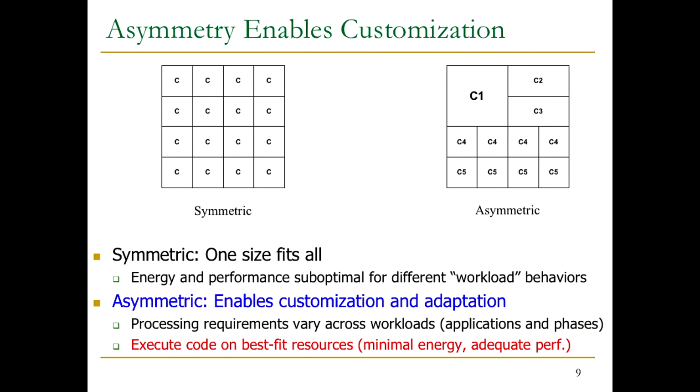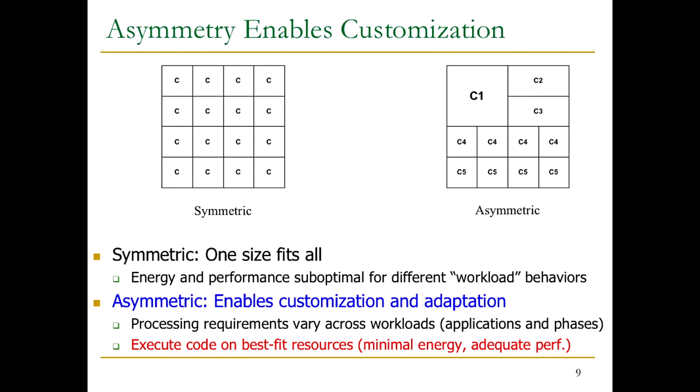This enables customization and adaptation because processing requirements vary across workloads. And if you need more processing, you have this large core, let's say. But this is really a resource, not necessarily a core. Maybe it's a large cache, right? Or maybe it's something else. It's just an abstraction. It's more powerful over here. Now you can actually have a choice.